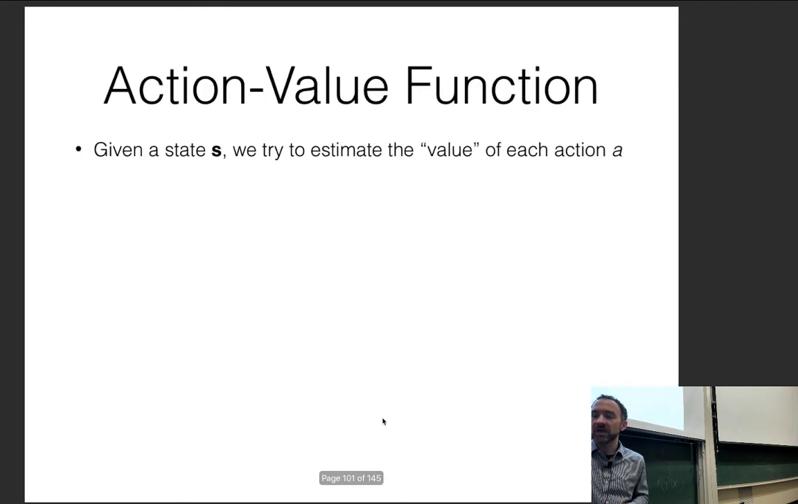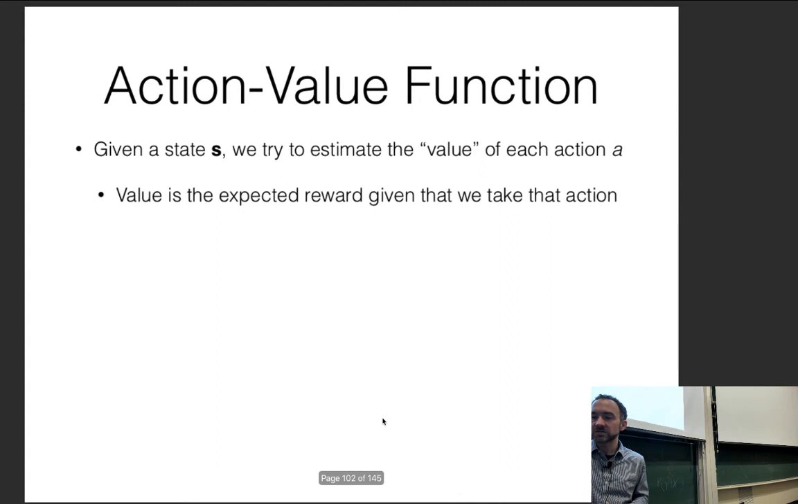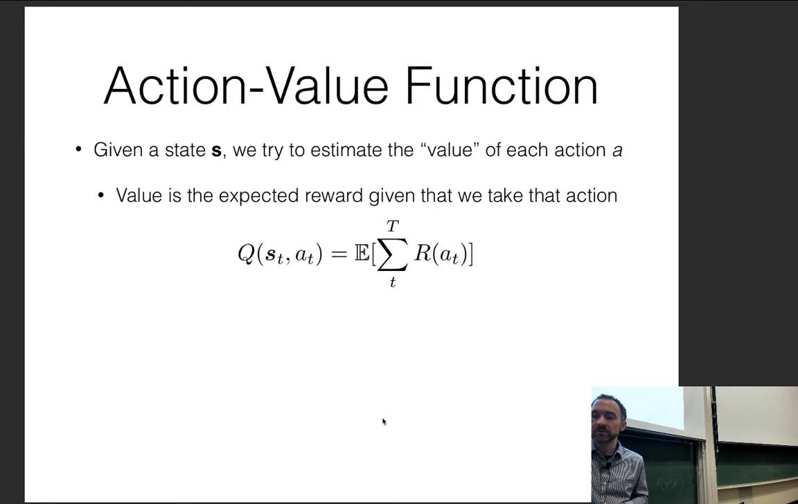So we have something called the action value function. Given a state S, we try to estimate the value of each action A. So it's the expected reward given that we take that action, like this. And this is often called Q learning as well, because you use the name Q for this function.